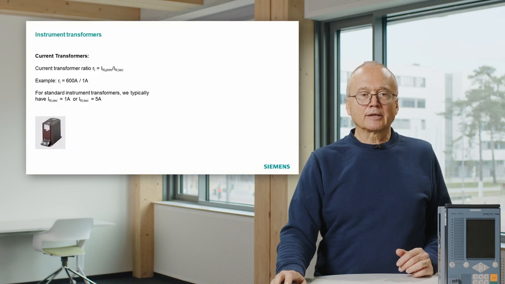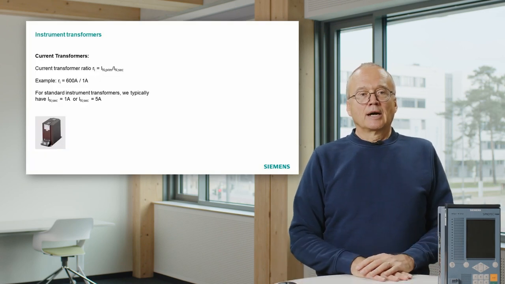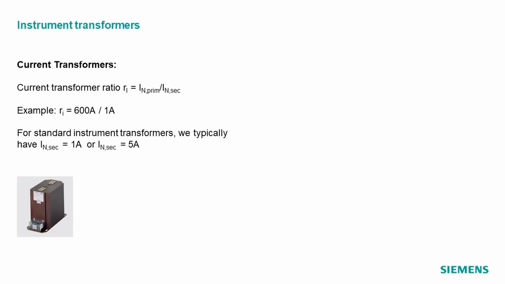Just to illustrate that a little bit, I want to come back to the current transformers. You see here again a picture of a current transformer for distribution level. In this case, it has a current transformer ratio of 600 amp to 1 amp. That means the primary rated current is 600 amps. On the secondary side, we have 1 amp, and that is what goes into the protection relays.